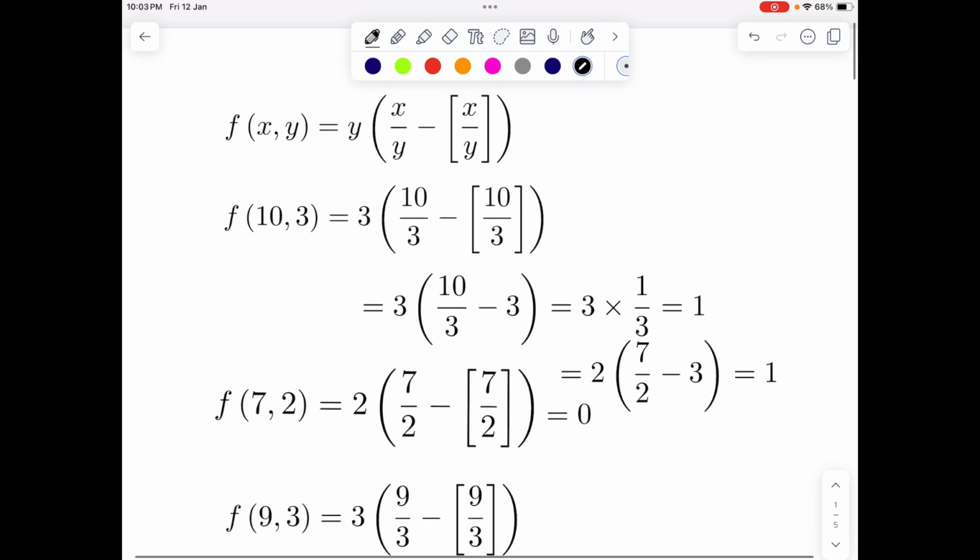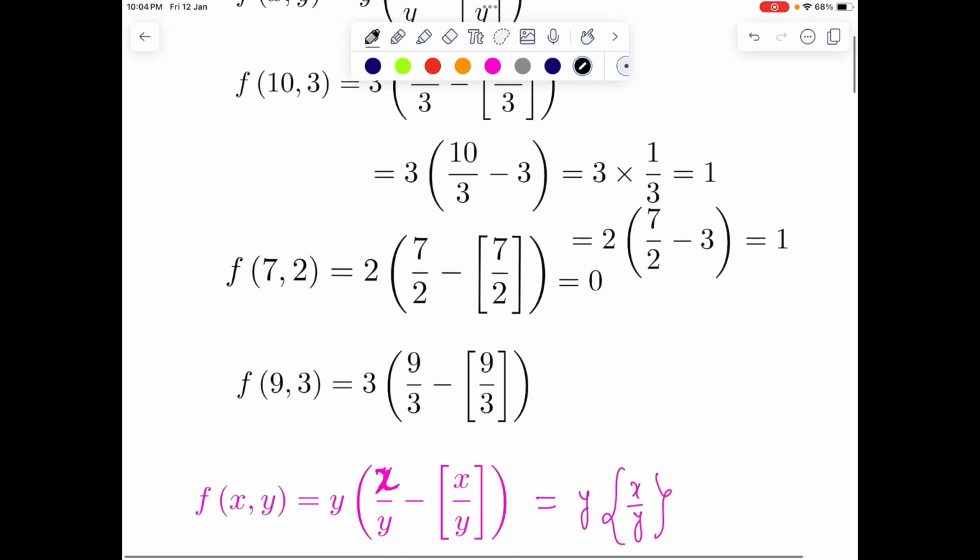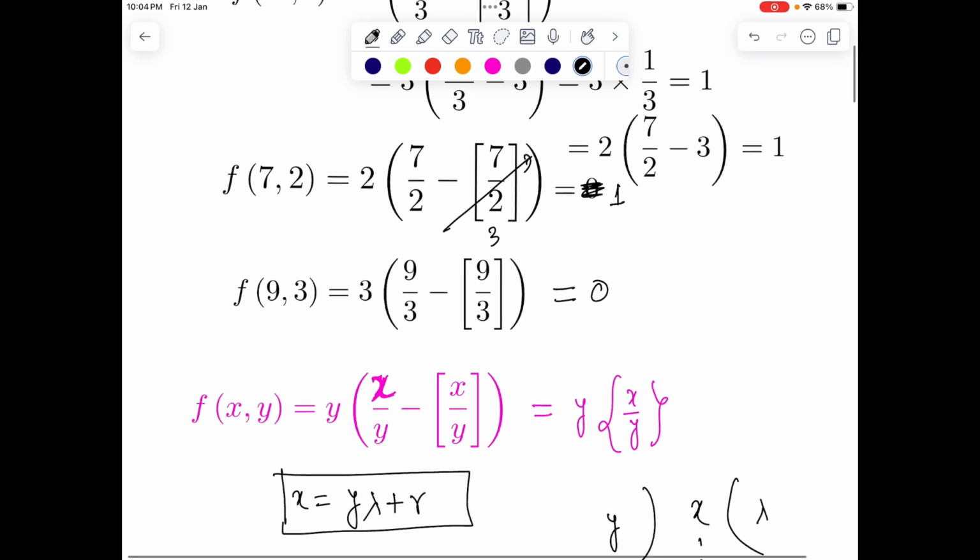So here we go. We'll do a bit more experimentation. 10 and 3, if we calculate, we'll get 1. 7 and 2 calculation is giving 0. 9 and 3 calculation, as you can clearly see, is giving 0. Okay, 7 and 3 calculation is giving 1, because this quantity is going to be 3, so we have 2 into 1. So now you can see there is some pattern in this.